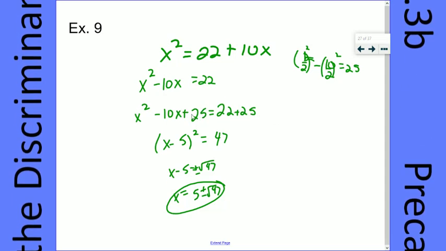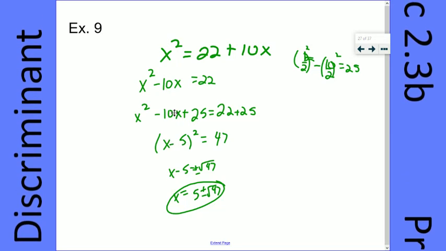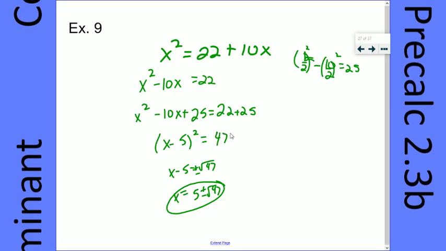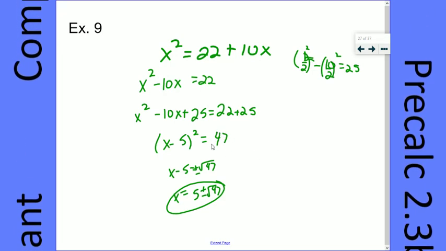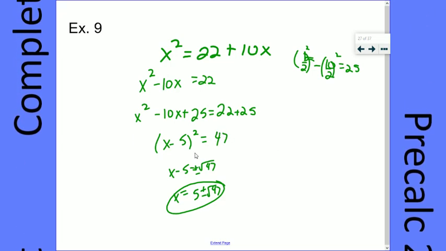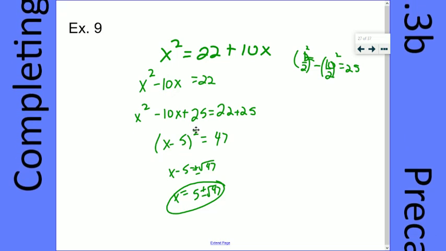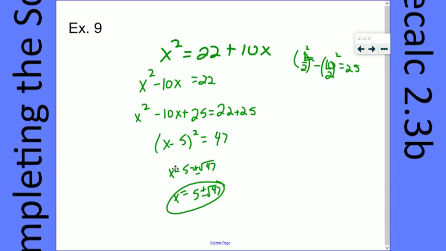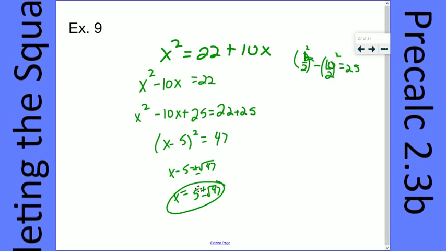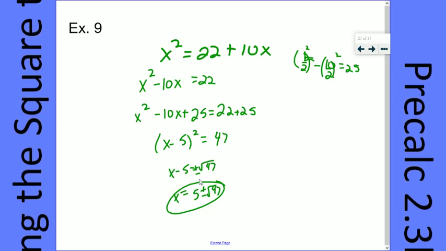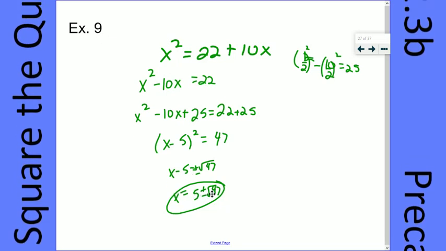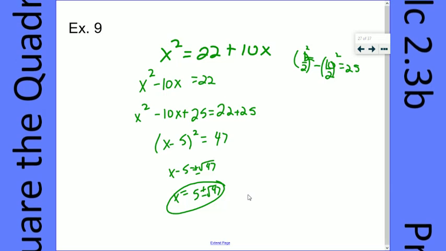Factoring this left side now gives us x minus 5 squared, because this is a minus sign right here. And 22 plus 25 is 47. All right. Then, to undo this square, we want to square root both sides. So we get positive or negative the square root of 47 on the right side, and then just x minus 5 on the left. Then we remove 5 by adding 5 to both sides. So we get x equals 5 plus or minus the square root of 47. Those are both of our solutions.